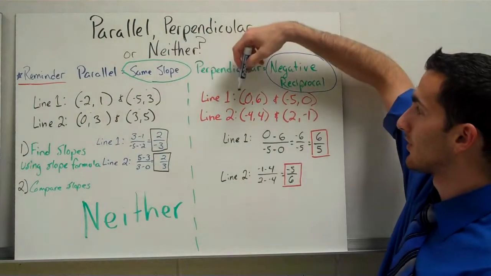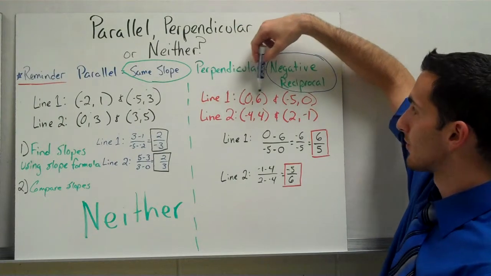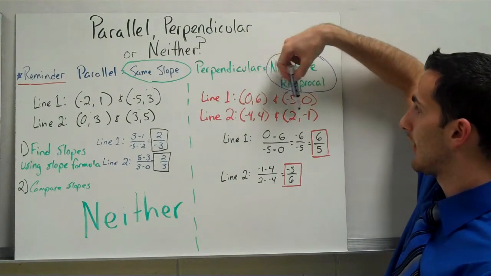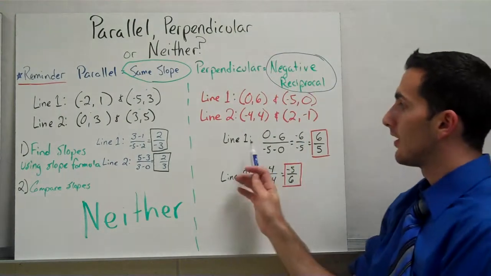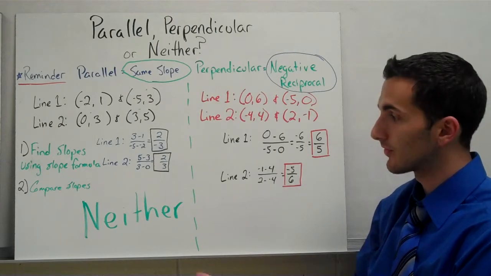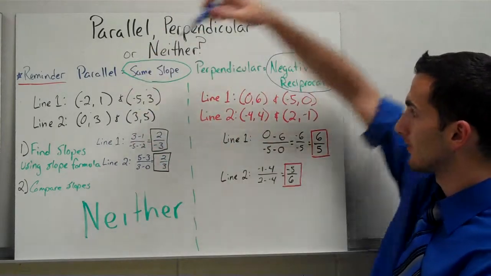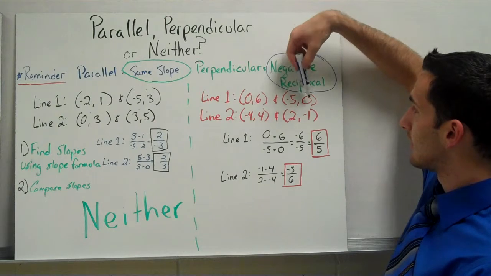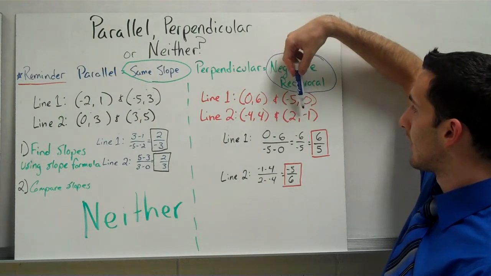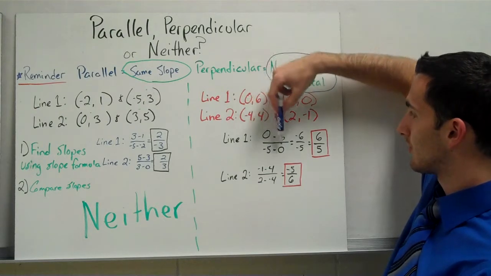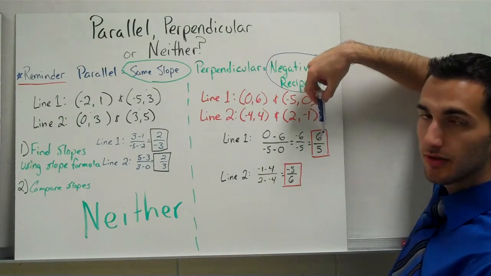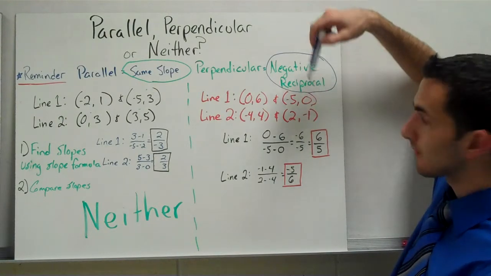Moving on to our second scenario, line 1 is 0, 6 and negative 5, 0. Line 2 is negative 4, 4 and 2, negative 1. We're going to go ahead and find the slope of each line and then compare those slopes to see if they are parallel, perpendicular, or neither. So calculating this out, I did 0 minus 6, which gave me negative 6. And then I did negative 5 minus 0, which gave me negative 5. A negative over a negative gives me a positive, so that's 6/5.